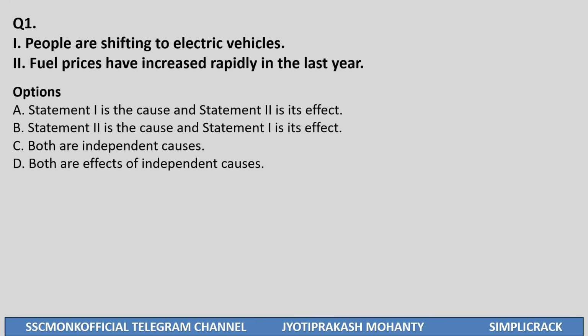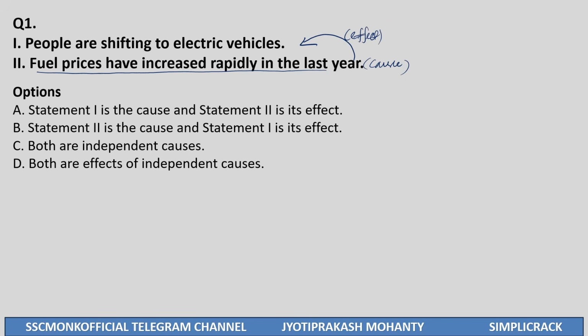So first question. People are shifting to electric vehicles. Fuel prices have increased rapidly in the last year. Now see, fuel prices have increased rapidly. This is the cause. Because of that, people are shifting to electric vehicles. So statement 2 is my cause and statement 1 is my effect. This is my first understanding.